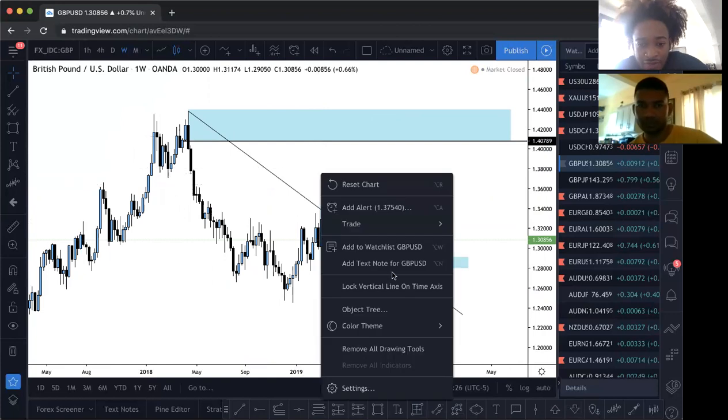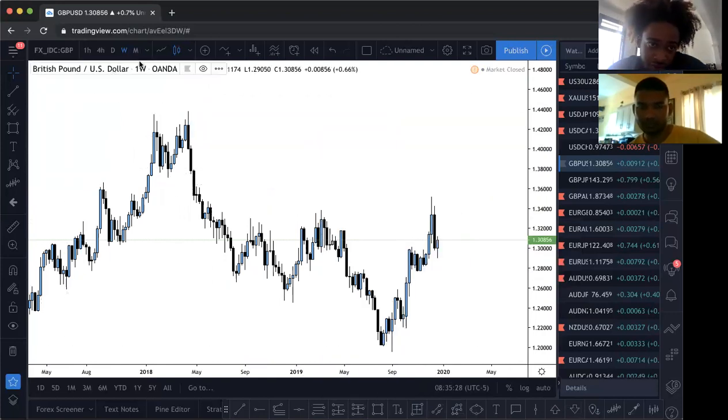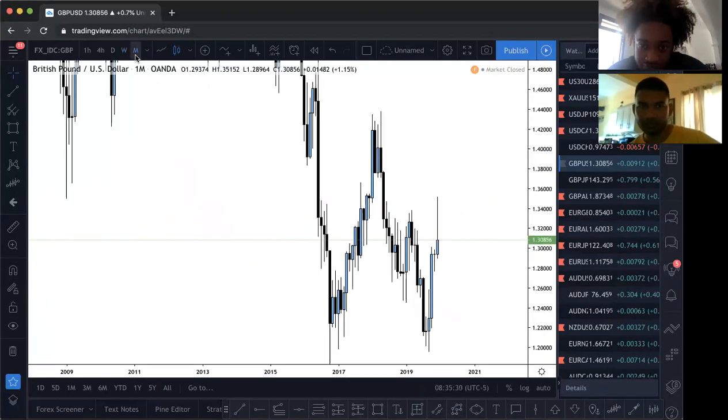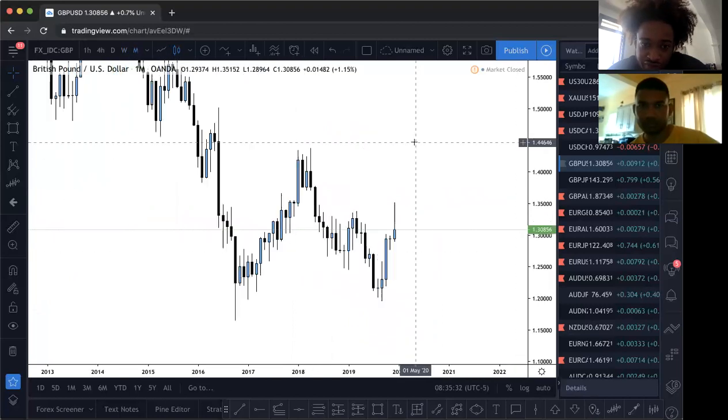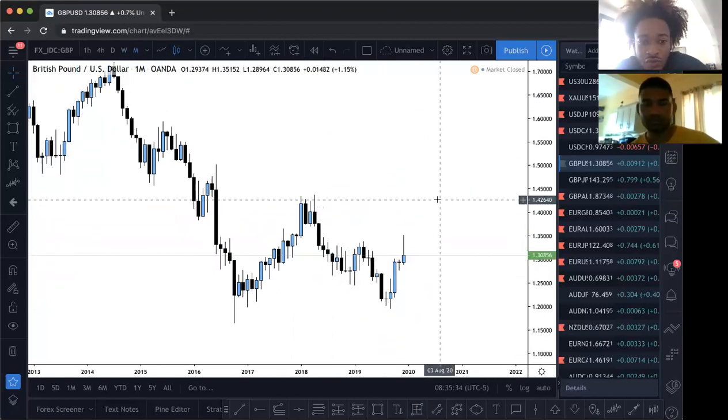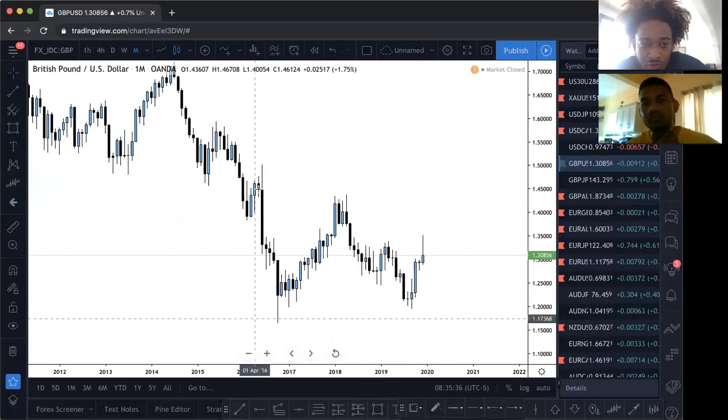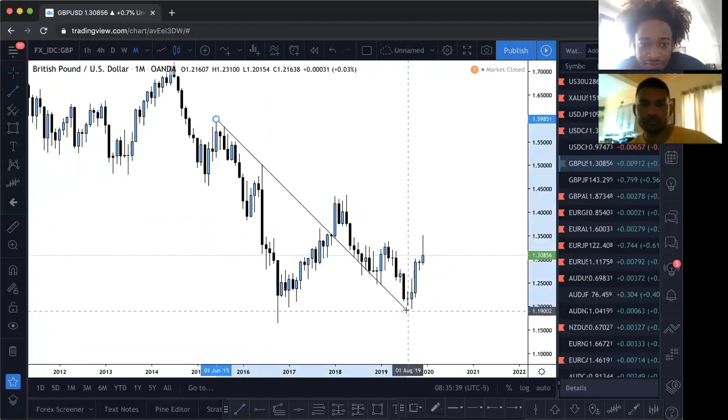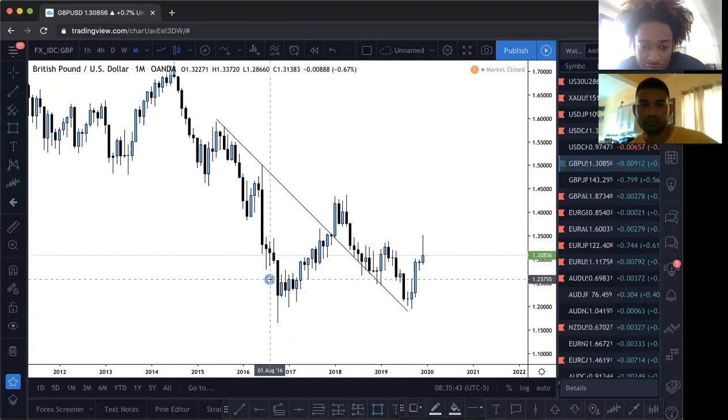Whenever you have any chance, the first thing you want to do is go to the monthly time frame, okay? And you find the two most recent zones. If we look back at history, we can draw a trend line here, right? This trend line is broken.